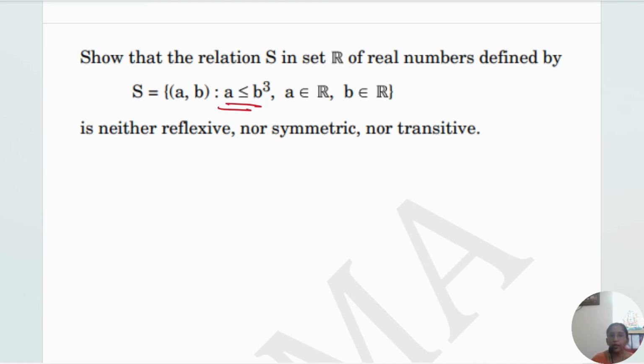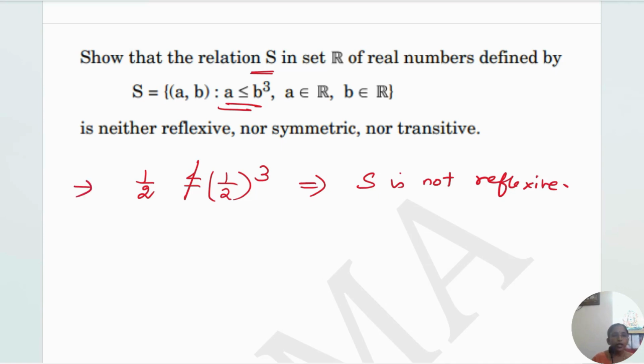For reflexive, you can take a real number, and both the numbers are real numbers. So you can consider a is 1/2 and b is 1/2. Then for checking reflexive, is 1/2 ≤ (1/2)³? But this is not true. So here the relation is given with the letter S, so you have to use that. So S is not reflexive.